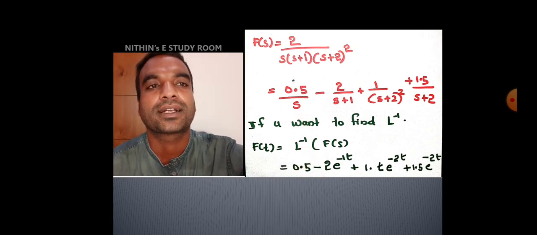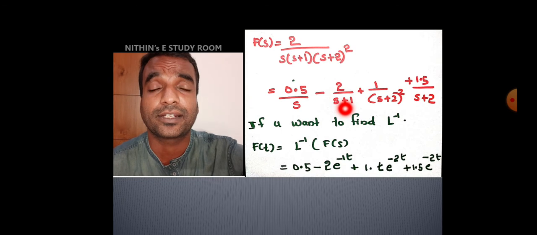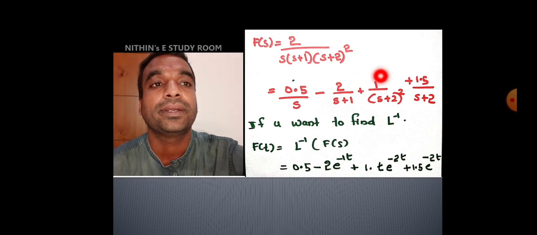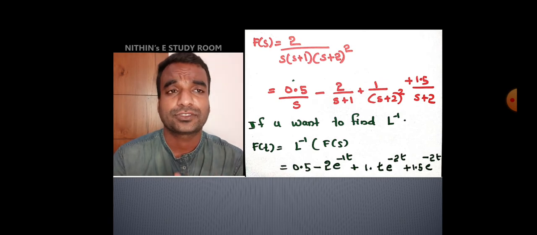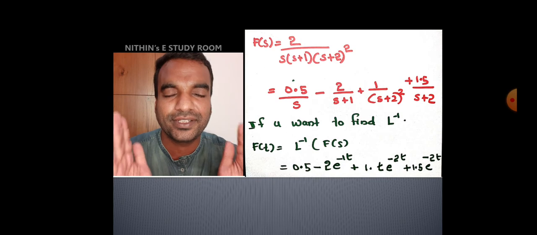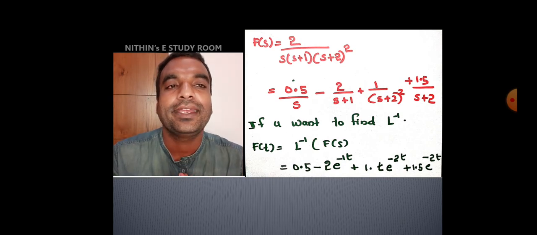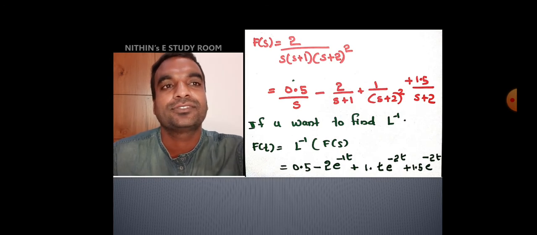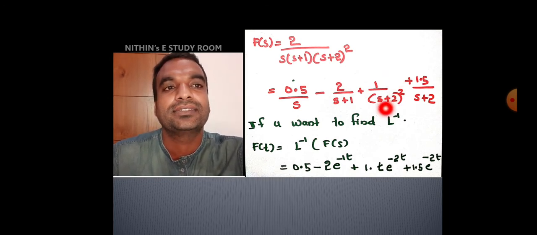0.5, and the second term 2 by s plus 1. So 1 by s plus 1 is equal to e raised to minus 1t. So 2 into e raised to minus 1t. 1 by s plus 2 square. Okay. 1 by s square, that is t. Please, it is shifting theorem. 1 by s square is t. Here it is not 1 by s square. A shifting is there in s domain.